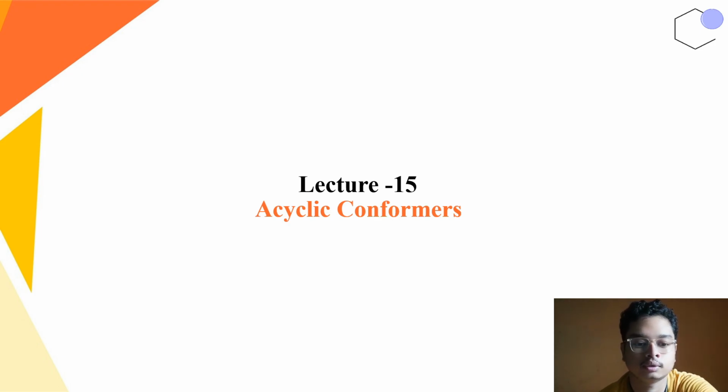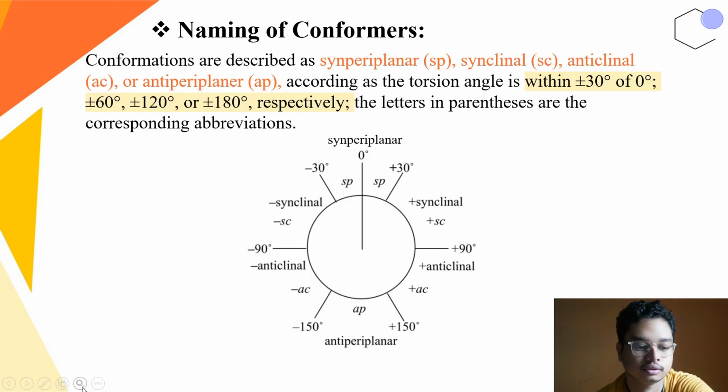So today we are beginning with acyclic conformers, but before that we will recapitulate what we have learned in the naming of conformers. I hope you remember that if a conformer has a torsion angle between minus 30 degrees to plus 30 degrees, then the conformer is called syn-periplanar. Similarly, plus 30 to plus 90 is called synclinal in the clockwise direction, whereas minus 30 degrees to minus 90 degrees, the anti-clockwise rotation, is called minus synclinal. Similarly, 90 to 150 is called anticlinal, and minus 150 to plus 150 is called anti-periplanar.